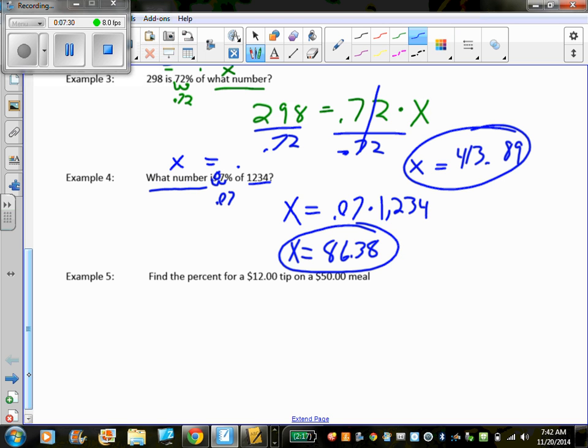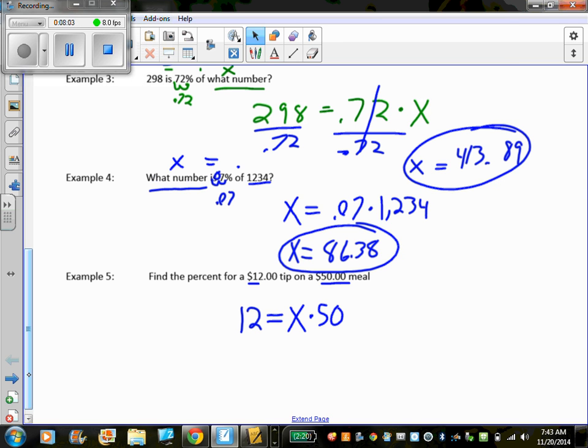Next, find the percent for a tip, for a $12 tip on a $50 meal. Basically, what we're wondering then is $12 is what percent of $50? So $12 is what percent? So $12 equals what percent? We don't know yet, of $50.